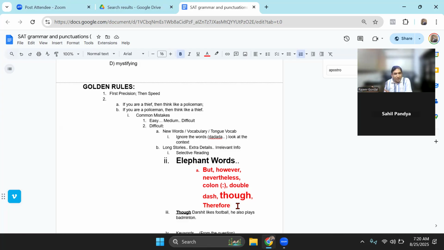I studied hard. I wanted to score high in SAT and I started doing classes and I learned from IXL and so on. Therefore, when I went to the test, I found it very easy to answer questions. So all this before 'therefore' is the cause, after 'therefore' is the effect. So like this you can figure out and you can skip read. These elephant words are important because they help you get to the point very fast.